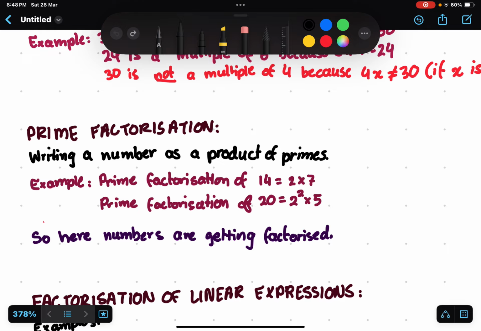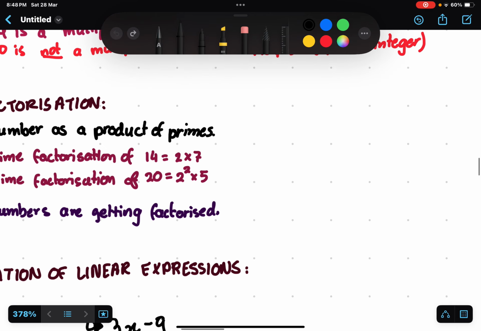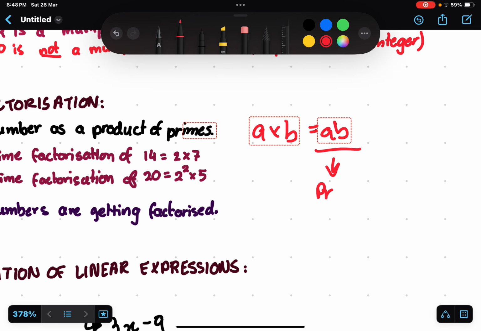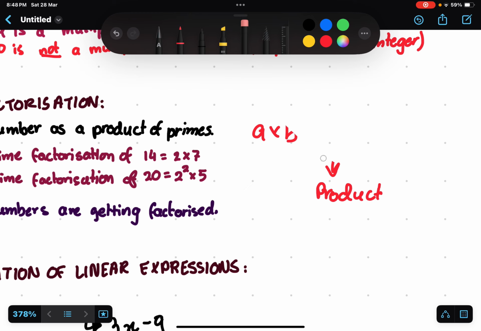Since we want to talk about writing a number as a product of primes, when I'm talking about a product, it's the multiplication of numbers. So if there are two numbers, A and B, when you multiply them, that is a product. A times B is equal to AB. So this is going to be our product. I'm really going to be breaking down everything so that we all understand very well. So we're looking at the product of primes.